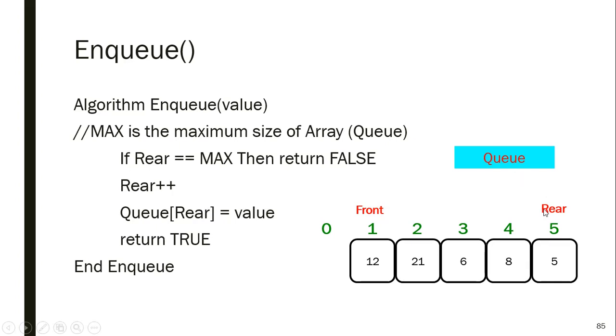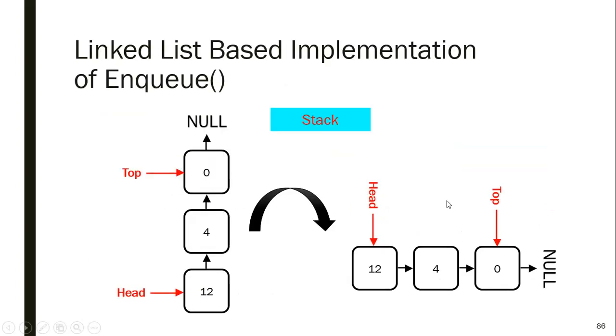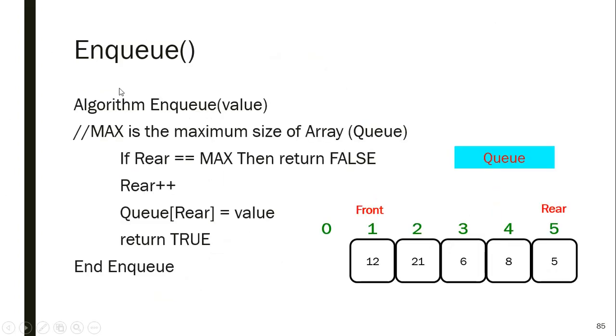Insertion only happens at the rear end, which was initially top, and we have already done how to push any value at top. So enqueue means how to push any value at rear. It is the same operation, just like push. We are not going to iterate it, because it is the same operation. Its simulation is the same, its algorithm is the same.